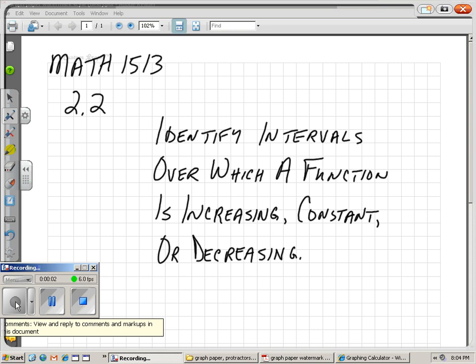All right, guys, this is Northern Oklahoma College Algebra Math 1513, Chapter 2, Section 2, and we're going to finish up with a nice, easy lesson about how to identify intervals over which a function is increasing, that means going up, constant, that means remaining level, or decreasing, going down.